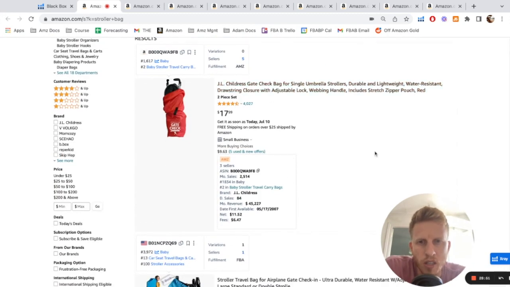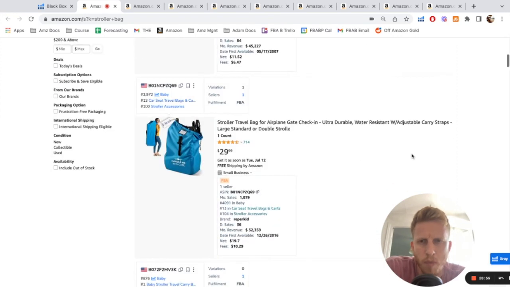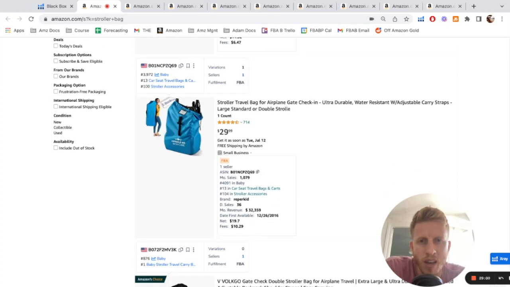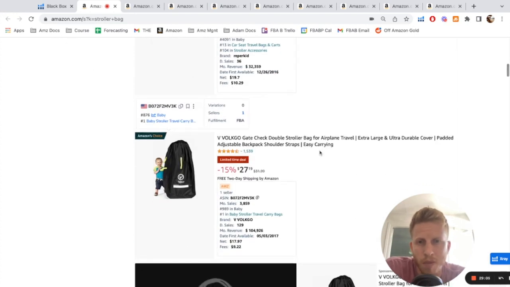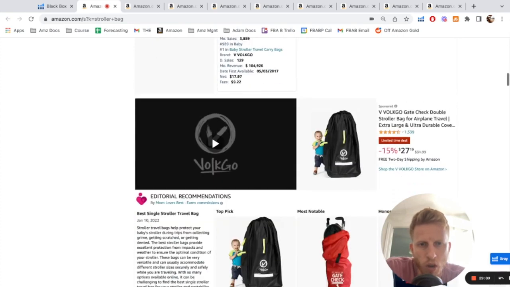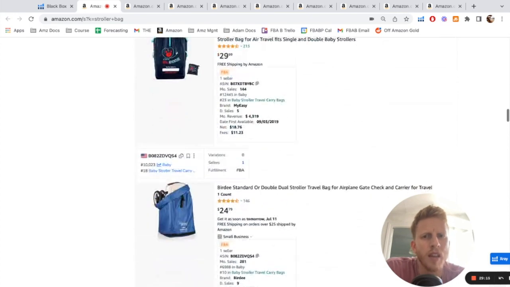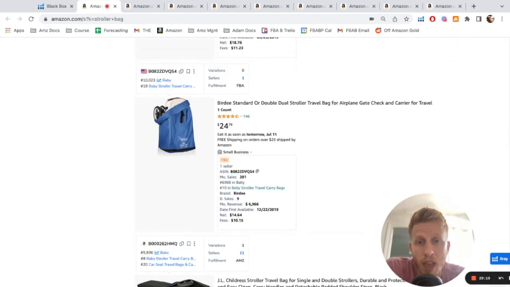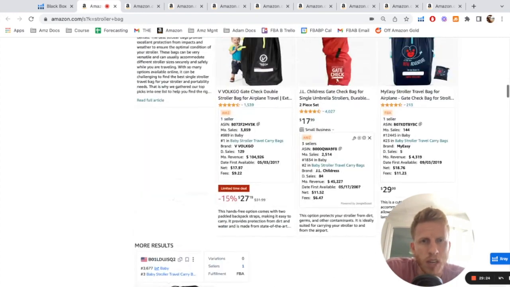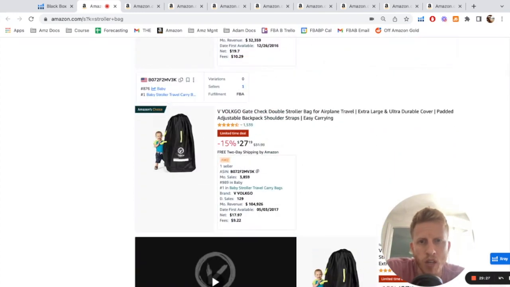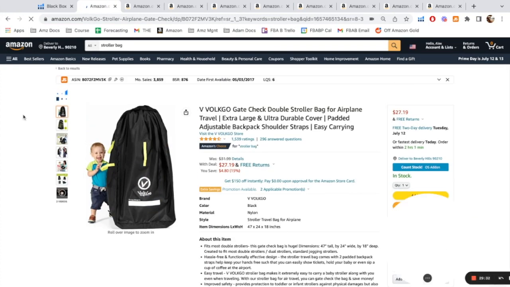So this top one is doing $2,500 a month. This JJ Childress is quite a big brand. What I'm thinking straight away is an aesthetic angle, because this is what you put a stroller, or a pram if you're from the UK, inside, and it protects it while you're traveling. So is there an aesthetic way to stand out here? Then I'm going to investigate if there's a functional way to stand out. So I'm thinking it's parents that travel, they've got a bit of cash, and they want to protect their pram, their trolley. So let's have a look at this.